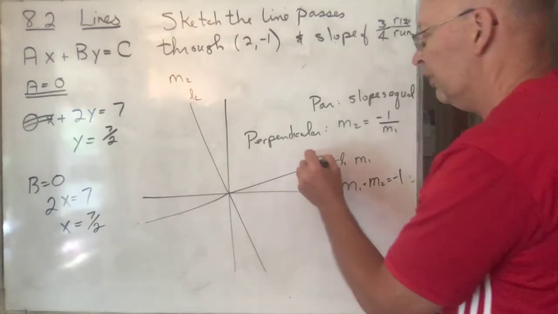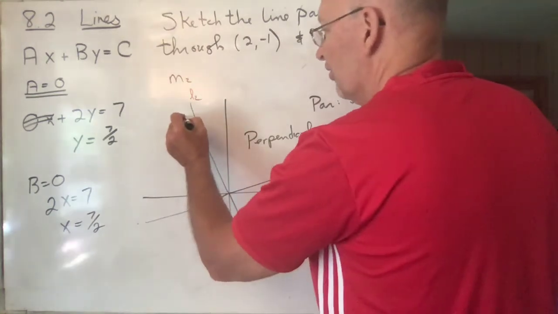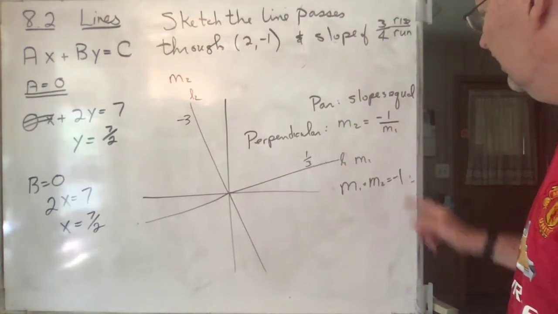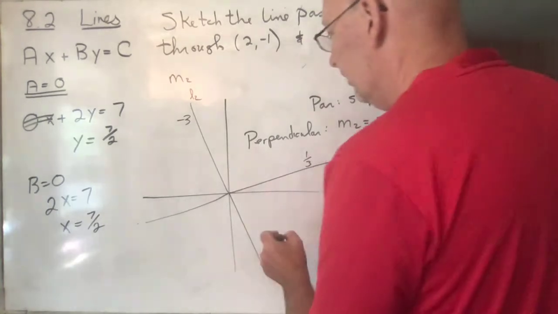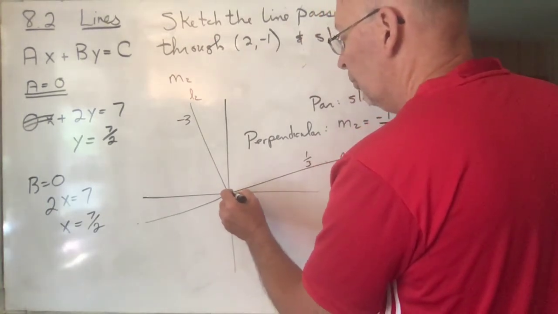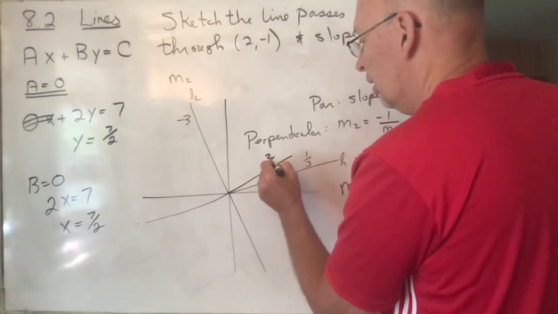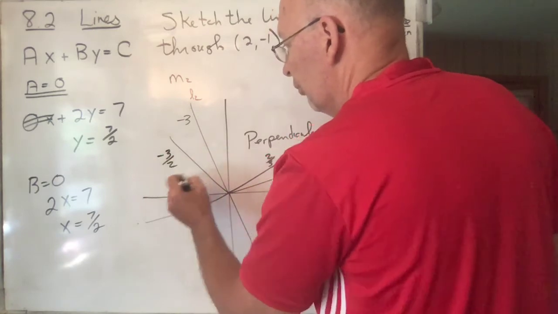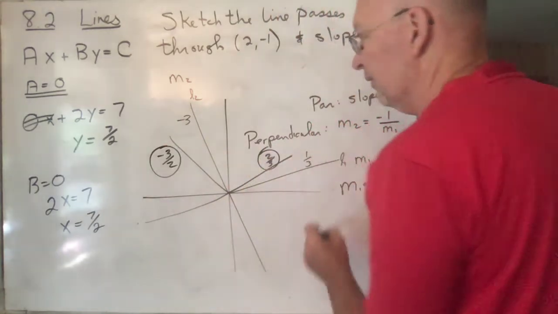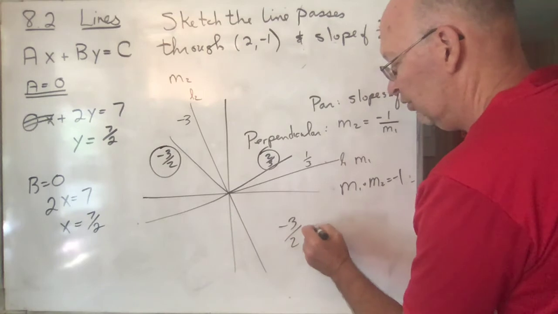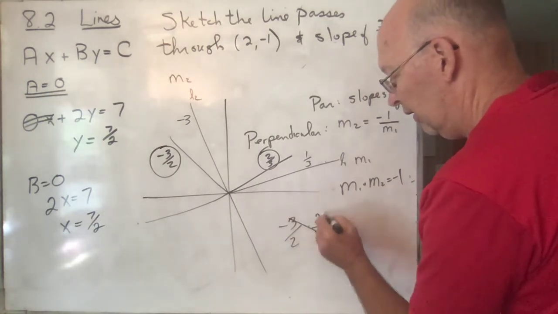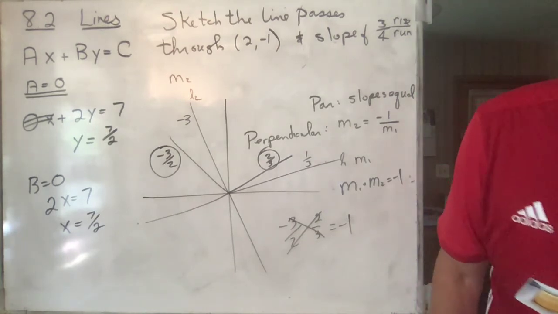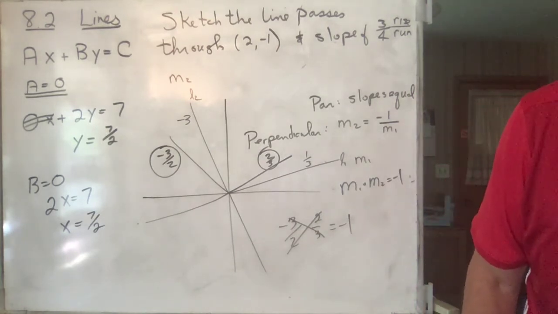So maybe this slope here is 1/3, and so this slope there would be negative 3. So negative 3 times 1/3 is negative 1. If you have two lines where this slope here is 2/3, then this slope here would have to be negative 3/2, because negative 3/2 times 2/3, you cancel and you get negative 1. Okay? There you go. Very good.